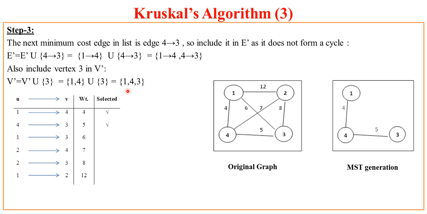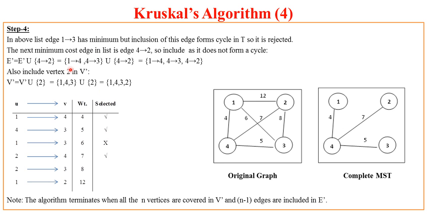So now our minimum spanning tree T has 3 vertices, 1, 4 and 3, with respect to edges, that is 1 4 4 and 4 3 5. So we have marked it as selected, so we have covered that edge in our minimum spanning tree.